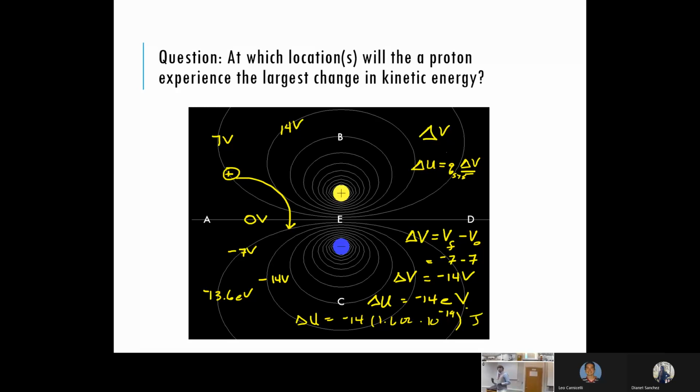You say, how many joules is that? Well, just substitute in the charge of the electron here. And I'll tell you. About 10 to the negative 17th joules.